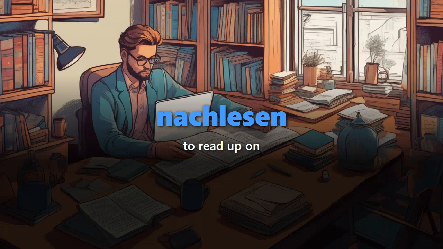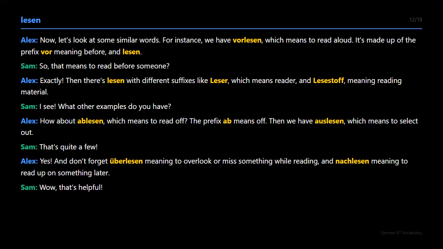Now, let's look at some similar words. For instance, we have vorlesen, which means to read aloud. It's made up of the prefix vor, meaning before, and lesen. So, that means to read before someone.